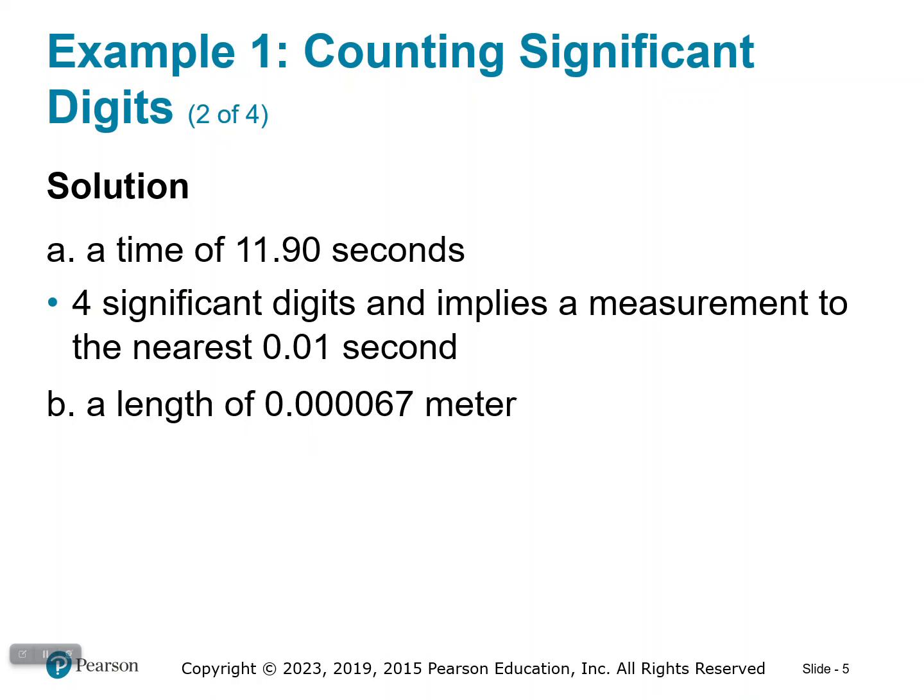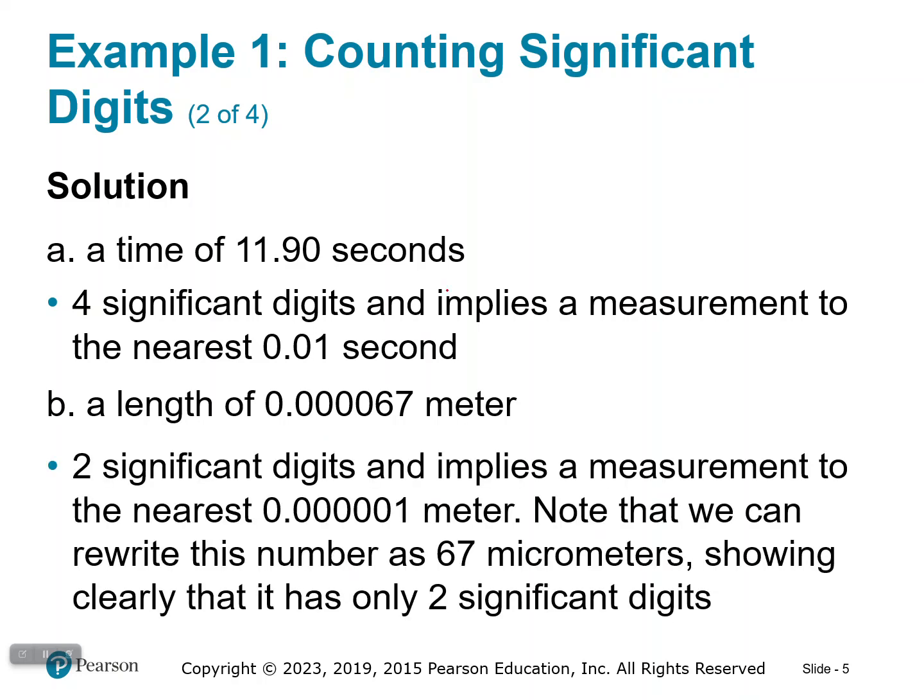I need a length of 0.00067 of a meter. Well, there's only 2 significant digits. So we're accurate to tenths, hundredths, thousandths, ten thousandths, hundred thousandths, millionths, right? A millionth of a meter. Note that we could write this number as 67 micrometers, showing clearly that it has 2 significant digits.